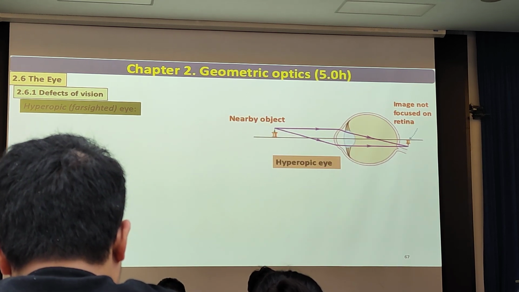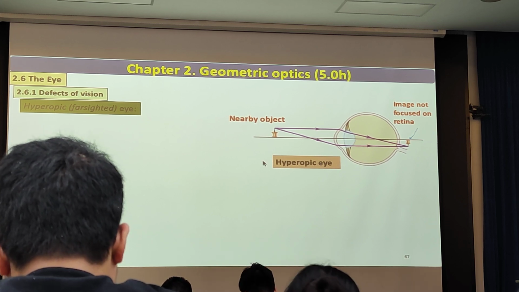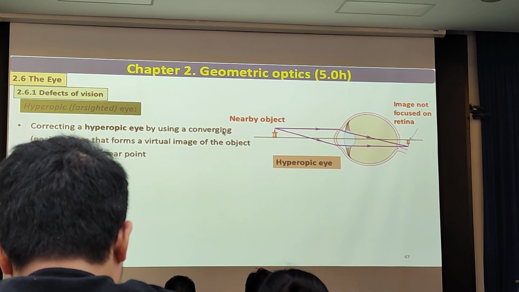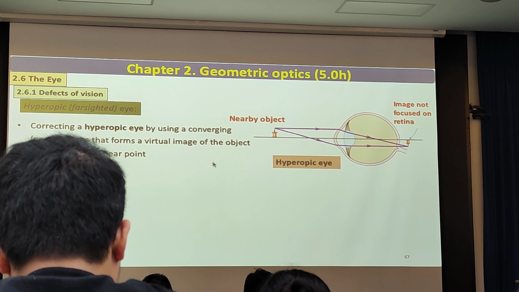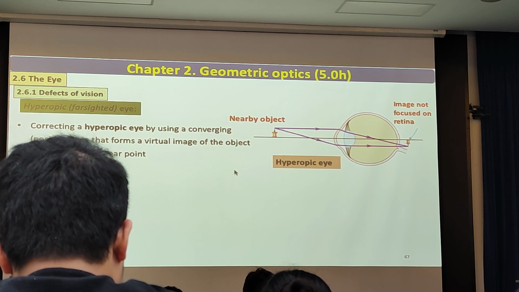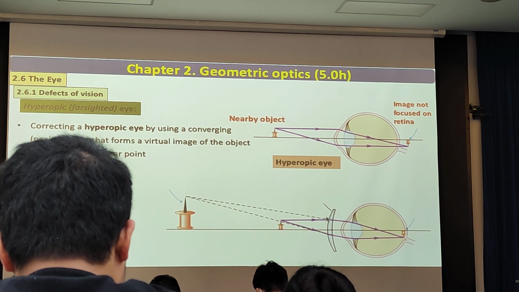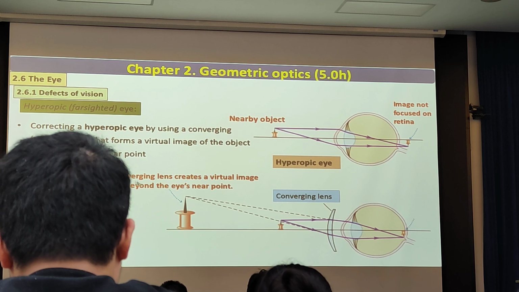And for a hyperopic eye, as before with myopic, you just need a converging lens to form a virtual image at or beyond the viewpoint here. So you use a converging lens. Okay, you form an image here first.